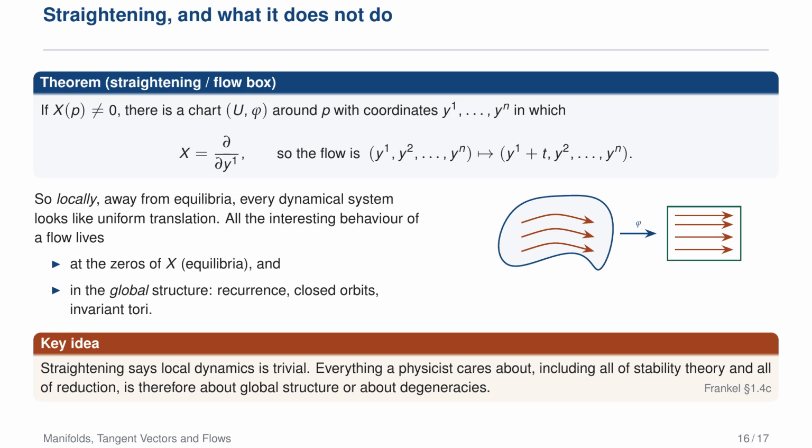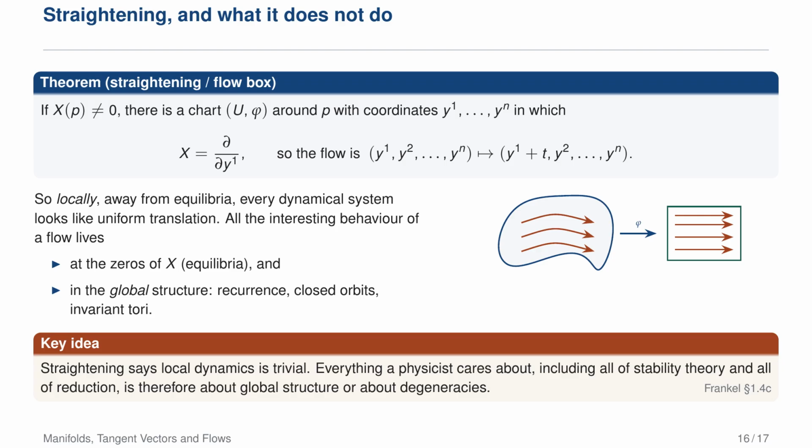Now a theorem that is easy to state and easy to underrate. Suppose X at P is not 0. Then there is a chart around P with coordinates y1 up to yn, in which X is simply partial with respect to y1. In those coordinates, the flow just adds t to the first coordinate and leaves the others alone. That is the straightening theorem, also called the flow box theorem.